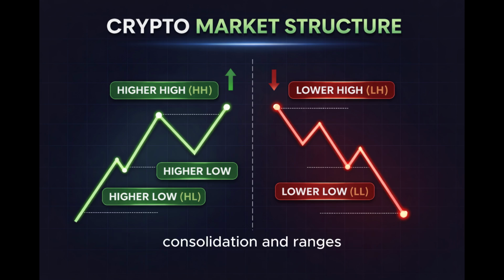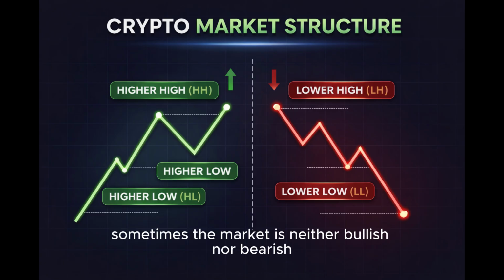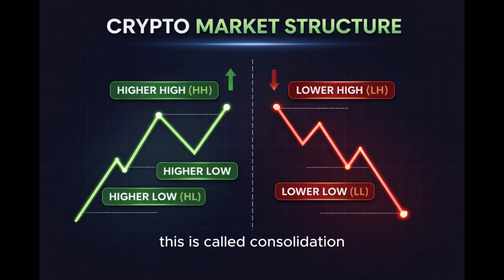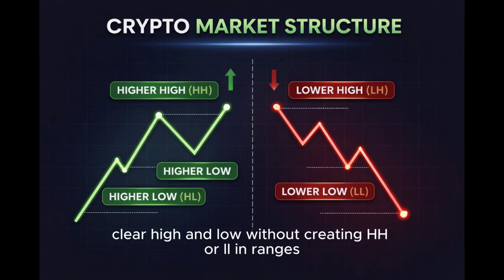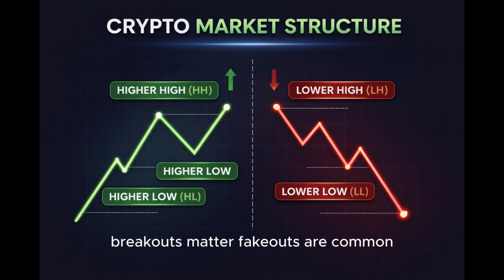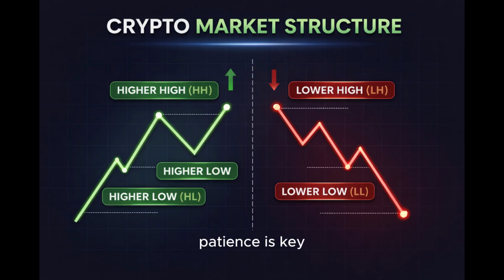Consolidation and ranges. Sometimes the market is neither bullish nor bearish. This is called consolidation, a range, or a sideways market. Price moves between a clear high and low without creating HH or LL. In ranges, breakouts matter. Fakeouts are common. Patience is key. Most big moves start after consolidation.